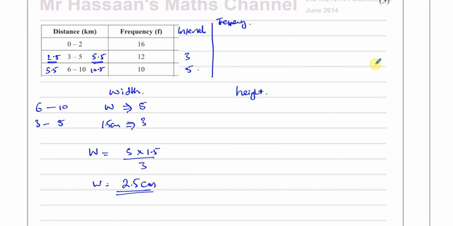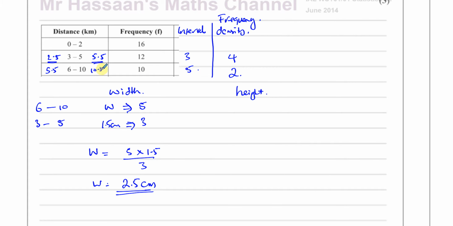The y-axis is the frequency density in a histogram. So what we've got to do is work out the frequency density of each of these 2 bars, and then we can work out what height will represent the bar we're looking for. So the frequency density of this bar is the frequency divided by the interval. So it's 12 divided by 3, which is 4, and here it's 10 divided by 5, which is 2.